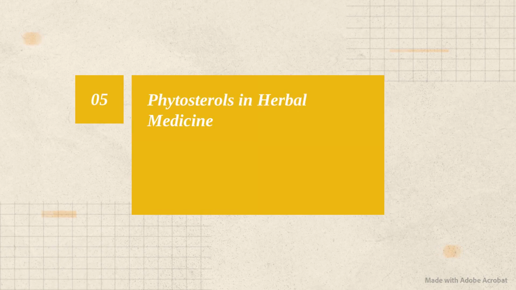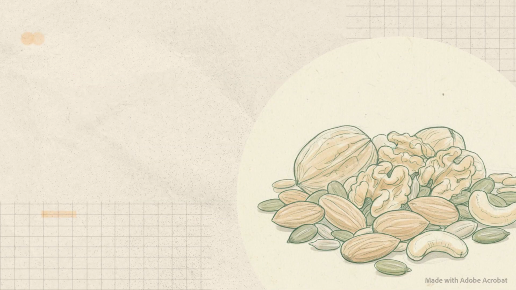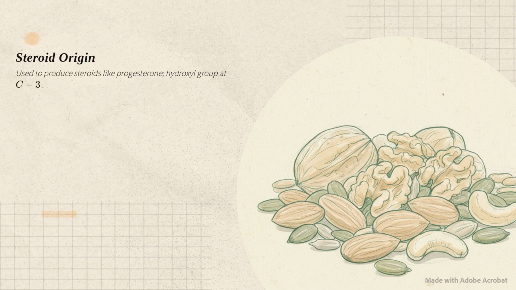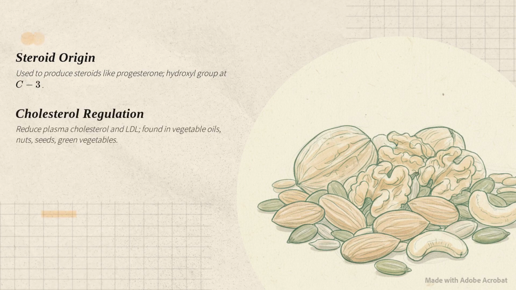Beyond saponins, phytosterols are another group of plant compounds with important health effects. Let's see how they fit into herbal medicine. Phytosterols are plant-based compounds that help regulate cholesterol and may reduce cancer risk. Steroid origin means phytosterols are used to produce steroids like progesterone, with a characteristic hydroxyl group at C3. Cholesterol regulation refers to phytosterols' ability to reduce plasma cholesterol and LDL, and they're found in vegetable oils, nuts, seeds, and green vegetables. Cancer risk reduction means a diet high in plant sterols can lower the risk of cancer.